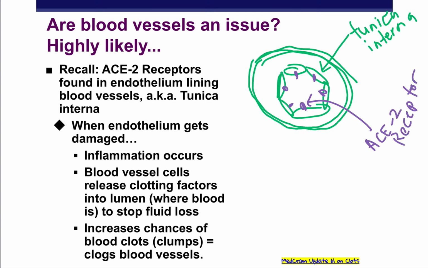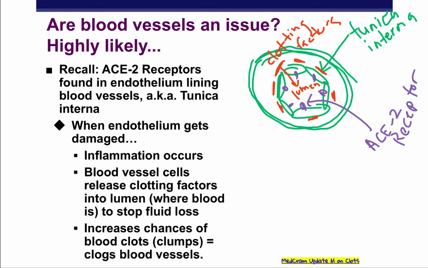Now, the ACE2 receptor is not the only receptor found on these cells. These cells have many receptors besides ACE2, but ACE2 offers an opportunity for the virus to infect them. When the virus infects these endothelium cells, they get damaged. As a result, the layers underneath, the tunica media and the other layers of the blood vessel, create and release clotting factors into the space inside your blood vessel, the lumen. Okay, so the lumen is the hollow inside where your blood is flowing.